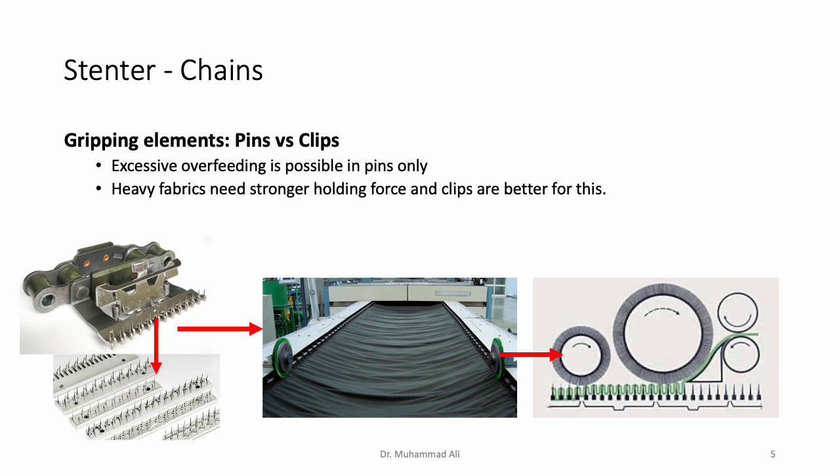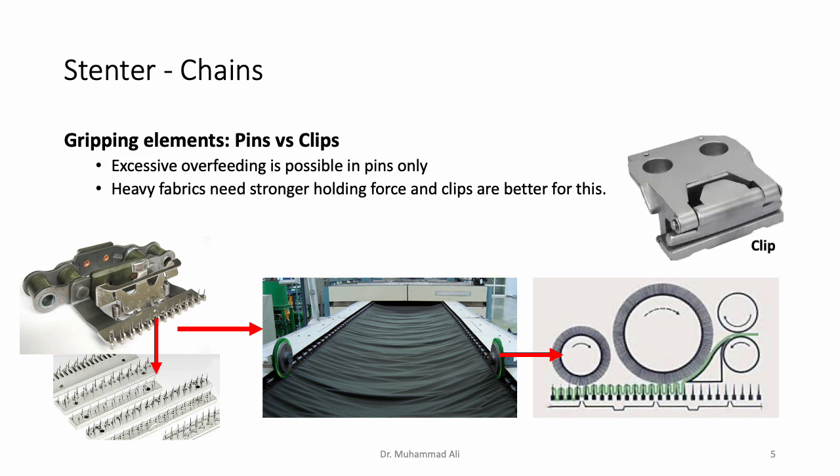On the other hand, if we want to run or process a heavy GSM fabric on the Stenter, then we need stronger gripping elements. And for this, the type of gripping element that we use is the clip type gripping element. This is how a clip looks. And if you want, you can pause the video here and go back to the previous slide and look at the gripping elements that are shown in that video again. And you will realize that in that video, it's the clip type gripping elements that are shown.